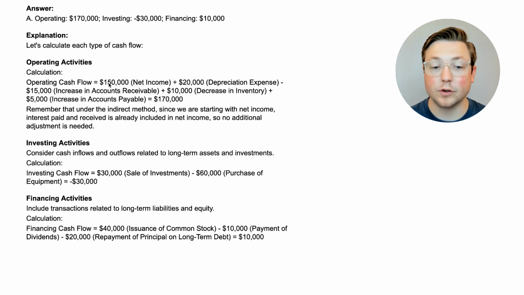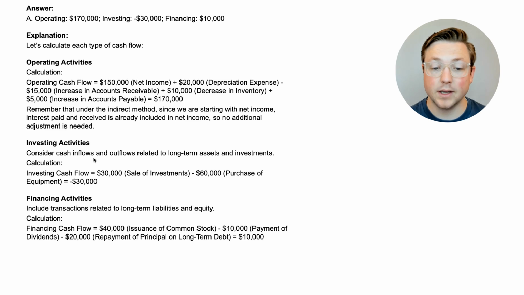So for the operating cash flow, you take the net income, you add the depreciation expense, you subtract the increase in accounts receivable, you add the decrease in inventory, you add the increase in accounts payable, and that gives you $170,000. You might again be thinking about the interest paid. Remember that under the indirect method, since you're starting with net income, interest paid and received is already included in net income, so there's no additional adjustment needed for that. So you end with $170,000 cash inflow for the operating cash.